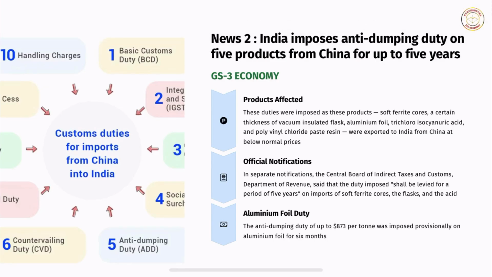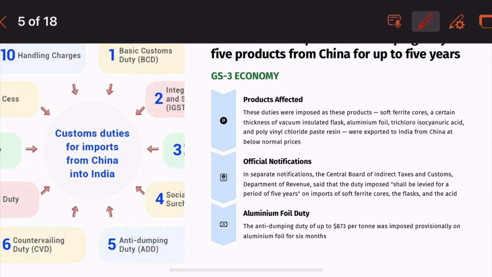Then, India imposes anti-dumping duty on 5 products from China for up to 5 years. What is anti-dumping duty? This comes under GS3 economics. These duties were imposed because products like vacuum insulated flasks of a certain thickness, aluminum foil, isocyanuric acid and polyvinyl chloride paste were exported to India from China at a below-normal price, which means below the production cost in China.